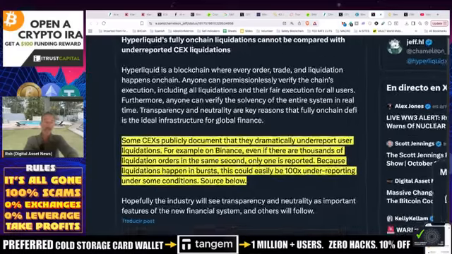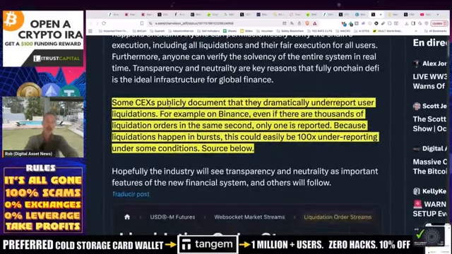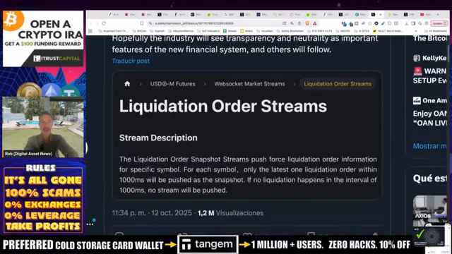And he states this: some centralized exchanges publicly document that they dramatically underreport user liquidations. For example, on Binance, even if there are thousands of liquidation orders in the same second, only one is reported because liquidations happen in bursts. This could easily be a 100x underreporting under some conditions, source below, and he even gives an actual source.